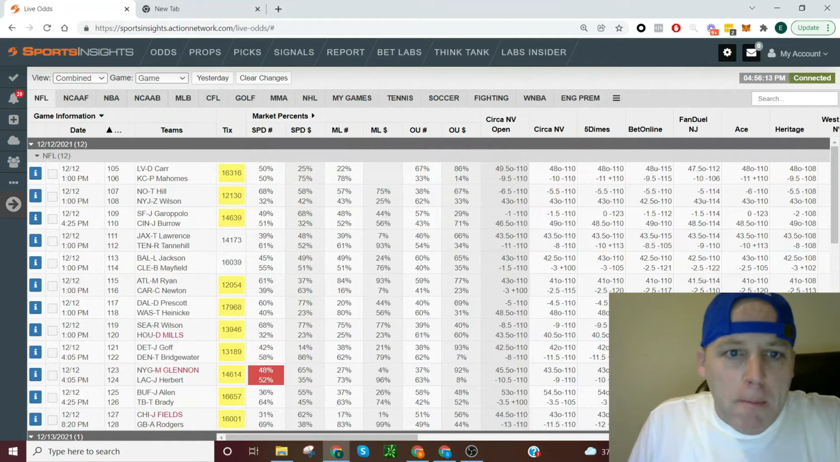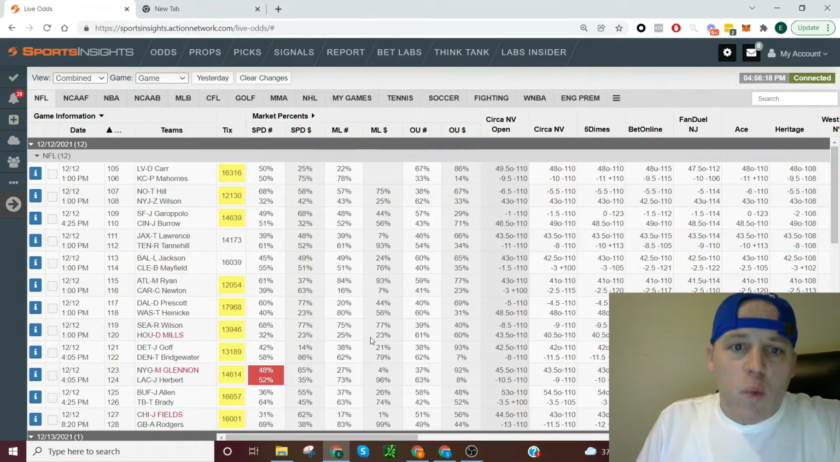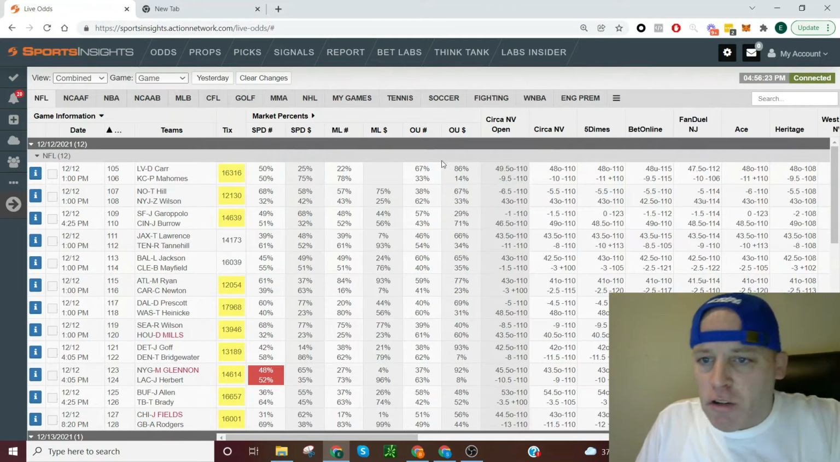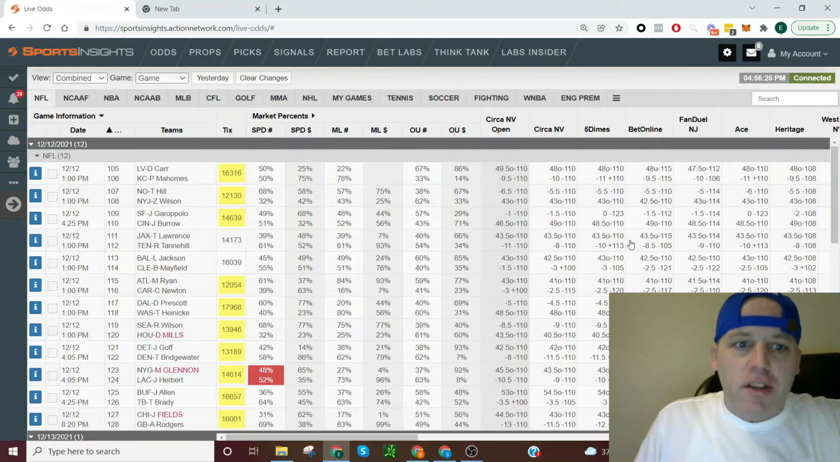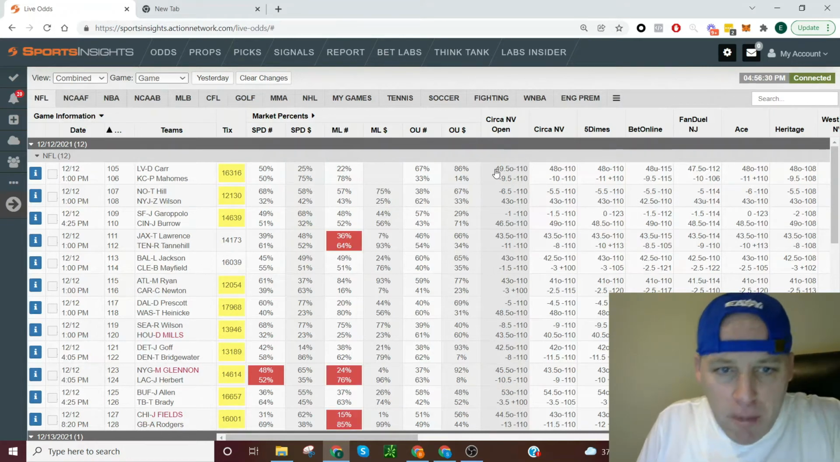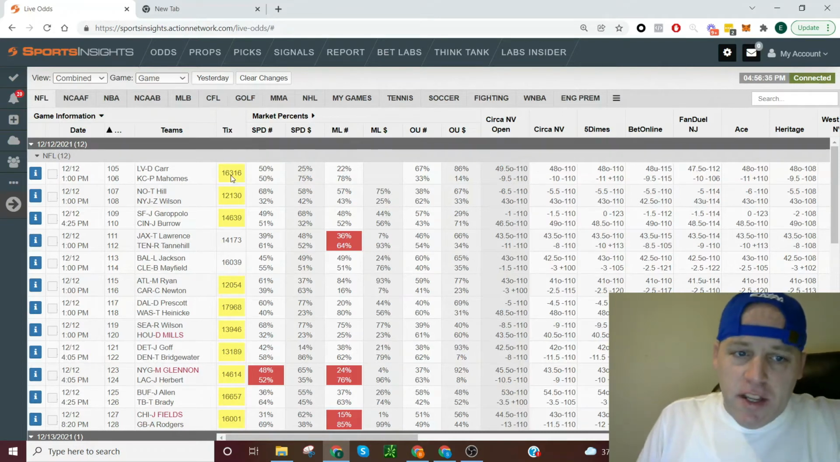This is what I call market analysis, and what we see on the screen here is a live odds screen. What this shows us is public betting percentage data and then live odds across multiple different sports books. To start off, I'm going to go through some of the columns just so we have a clear understanding of what they mean. Starting right here on the left, we got the ticks column, and this is the amount of bets being placed on the game.